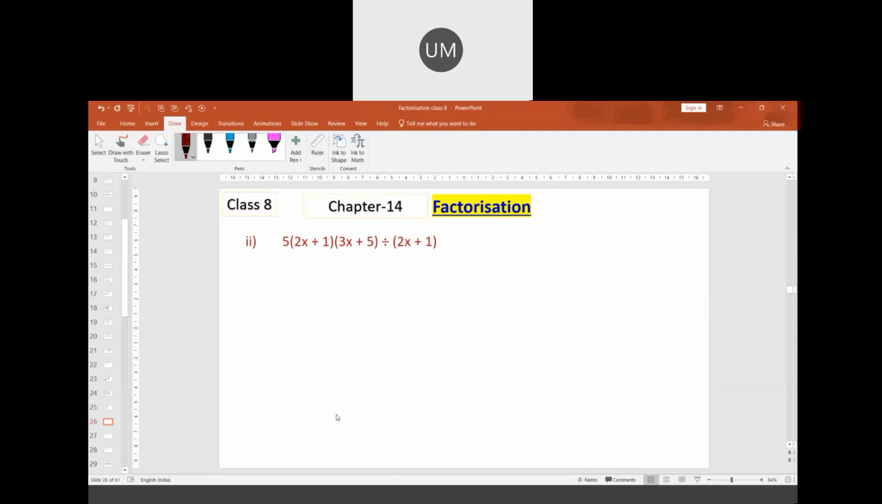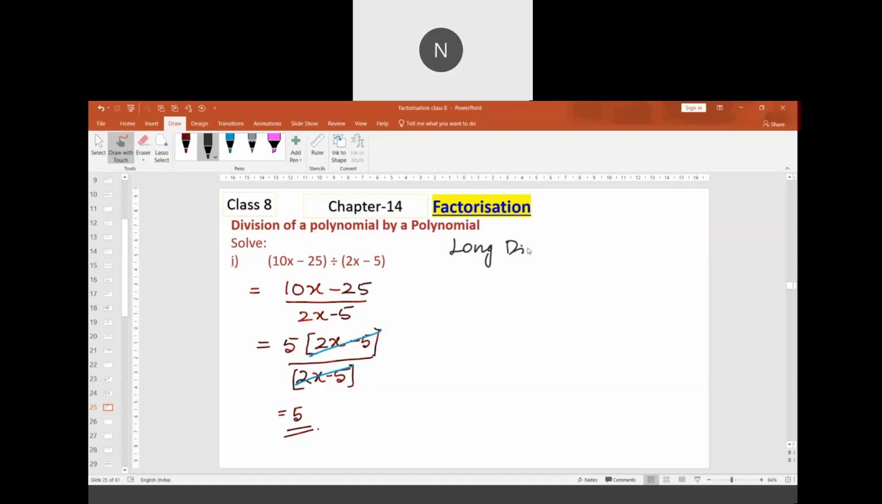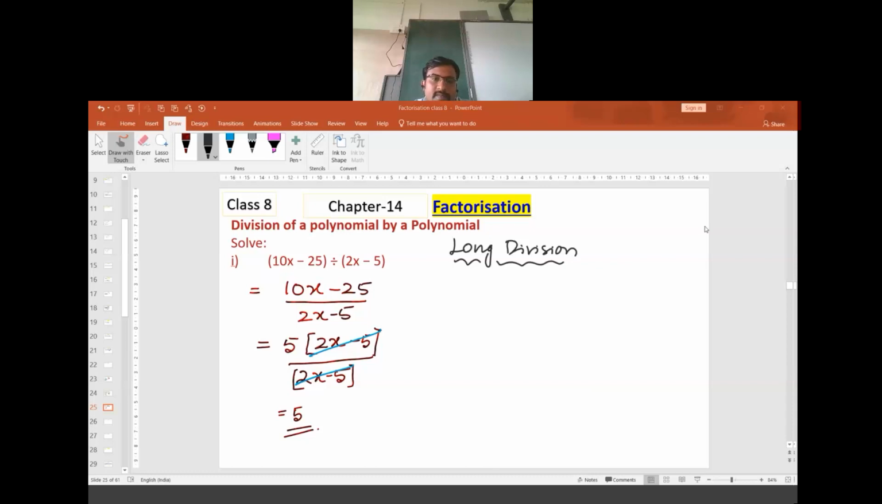Do we have any other methods, sir? Yes, the long division method. Shall I tell you the long division method? This is the long division method. If you do it in a proper way, it is called the long division method. If you go wrong, it is called the wrong division method. So it is long division.